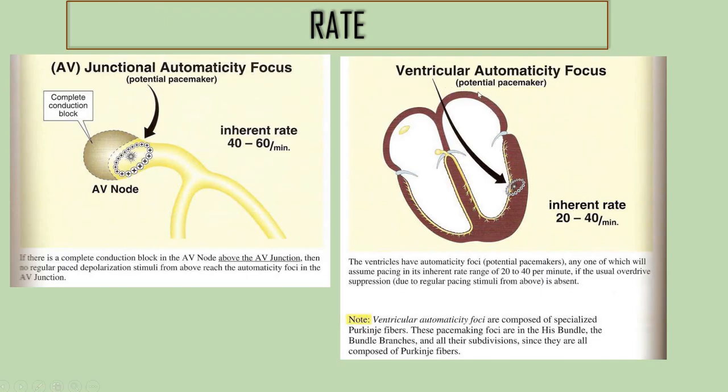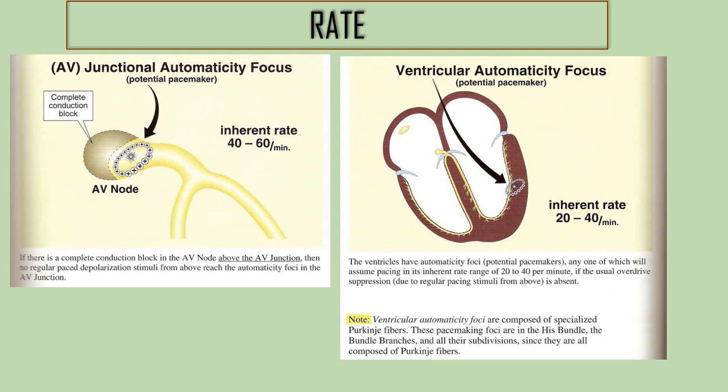Ventricular automaticity focus, potential pacemaker. The ventricles have automaticity foci, potential pacemakers, any of which will assume pacing in its inherent rate range of 20 to 40 per minute if the usual overdrive suppression is absent due to regular pacing stimuli from above.